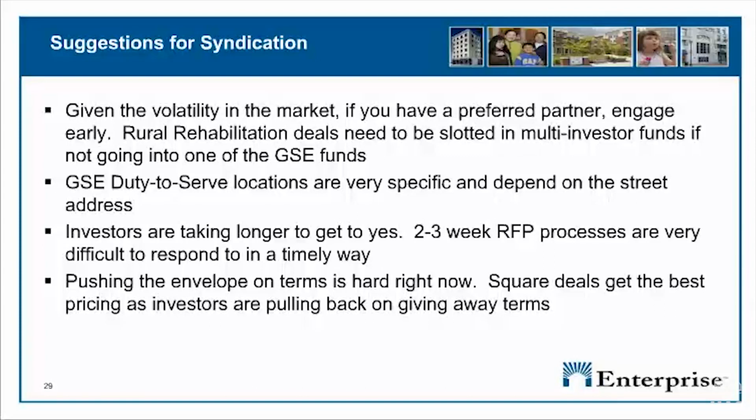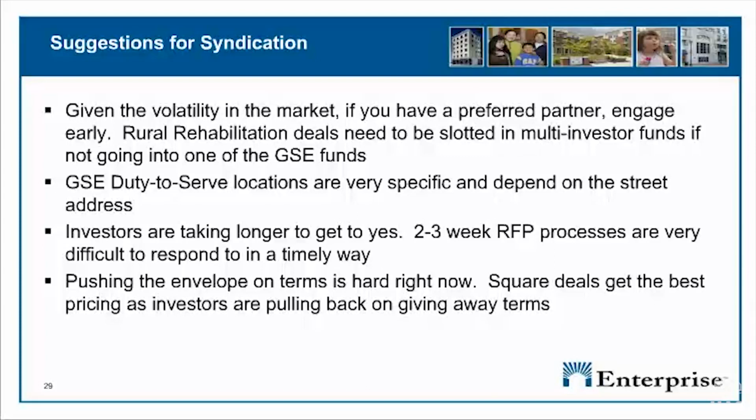Another benefit of working with your syndication partner early is just to identify whether the Fannie or Freddie funds would be available for your deal's location. They have duty to serve requirements, and those are very much place-based, and it's something that has to be referenced by street address. But overall, investors are taking longer to get to yes, where historically 2 to 3 week RFP processes were fine. Now it's much harder to identify an investor ready to go at that price on that schedule.